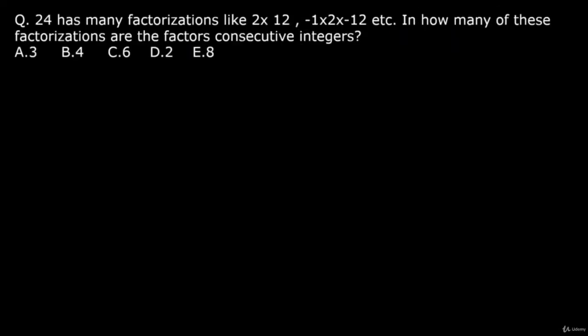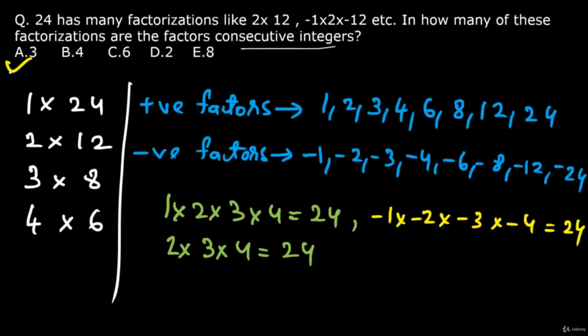Let's do this question. 24 has many factorizations like 2 into 12, minus 1 into 2 into minus 12, etc. In how many of these factorizations are the factors consecutive integers? Alright, so what's the answer to this question? The answer is option A, that is 3.